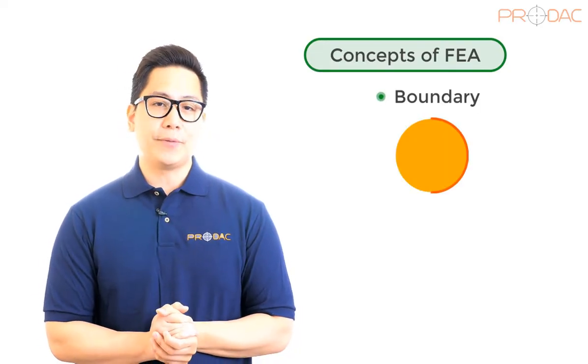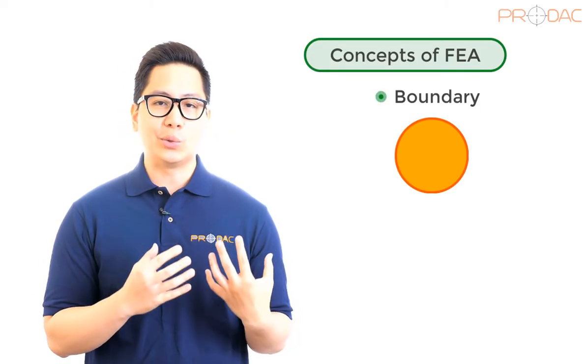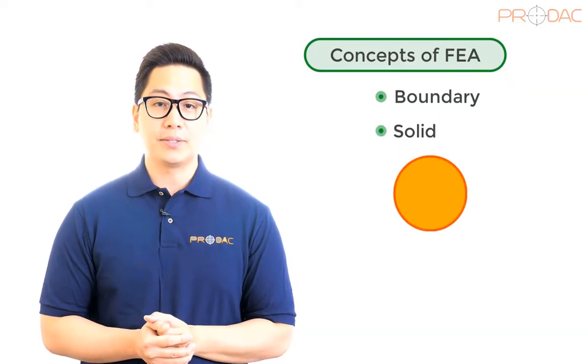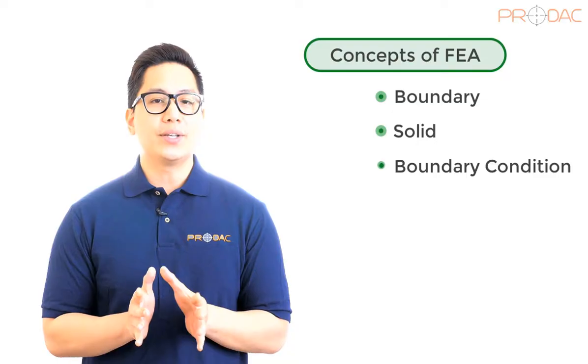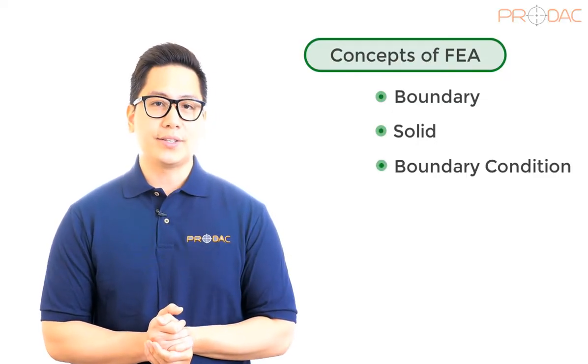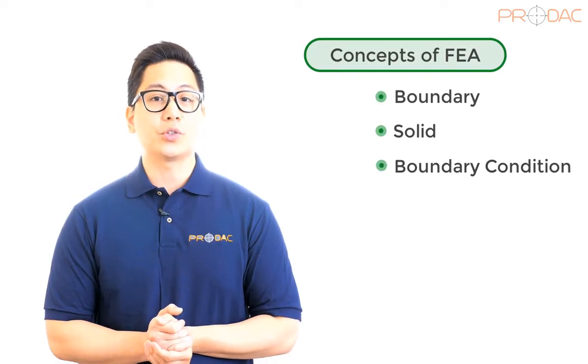First one is boundary. It's nothing but the surface enclosing the geometry. Second is solid. It's interior plus boundary. Third is known as boundary condition. It can be defined as prescribed quantities, such as prescribed displacements and prescribed tractions on the boundary.